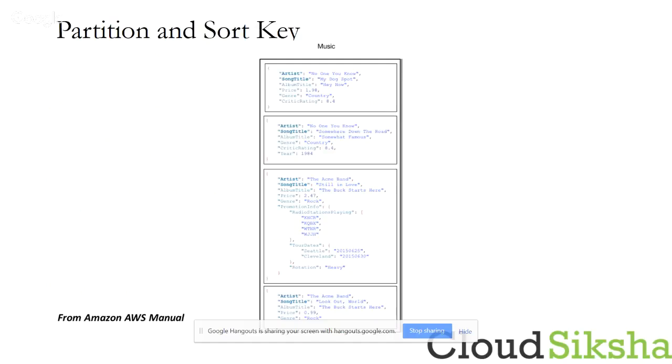So the partition key determines which partition in the disk the item is stored in, and in the same partition, items are stored in ascending order as per the sort key. This is a technical detail on how partition and sort key work within DynamoDB.